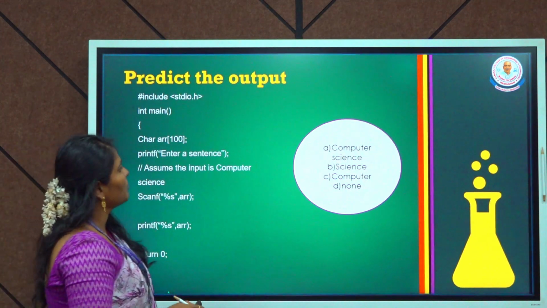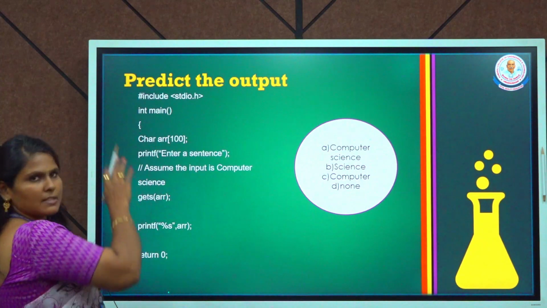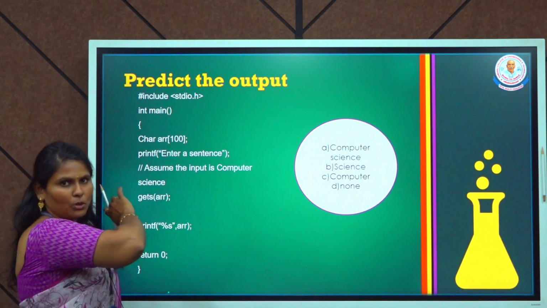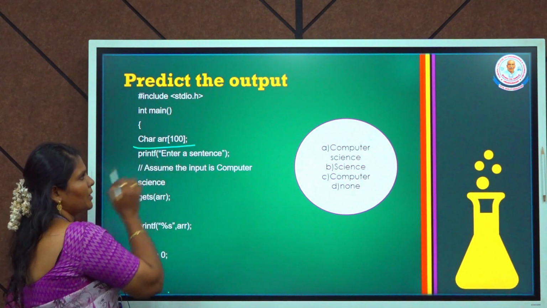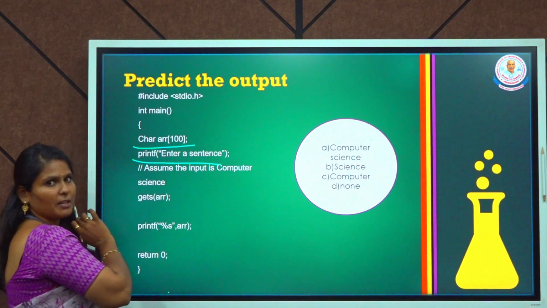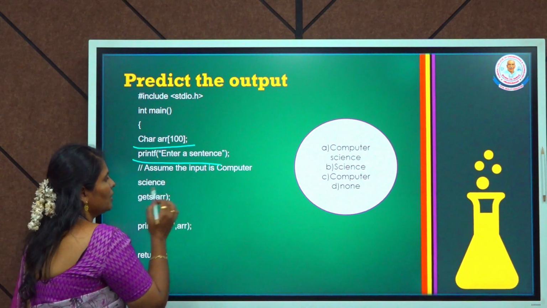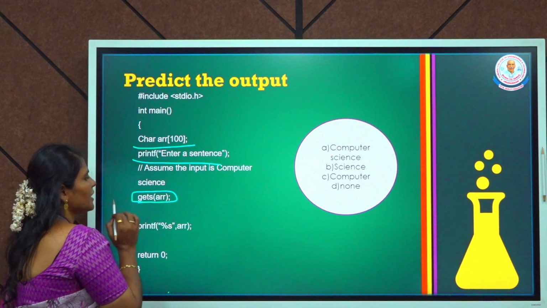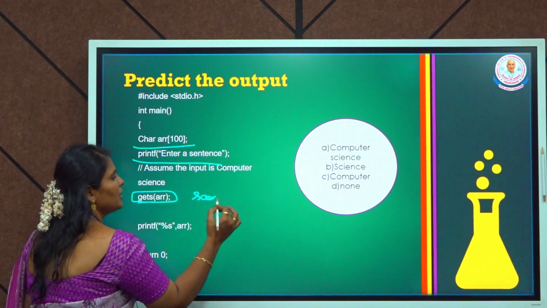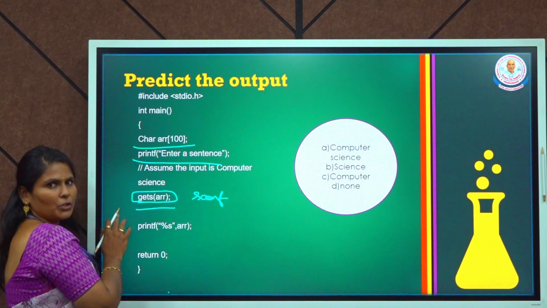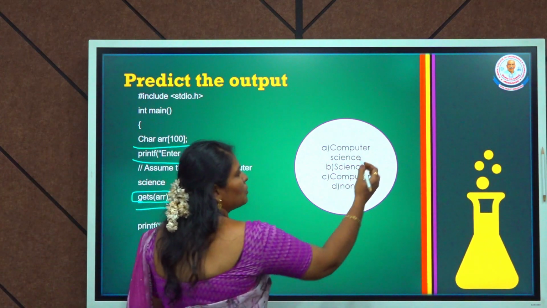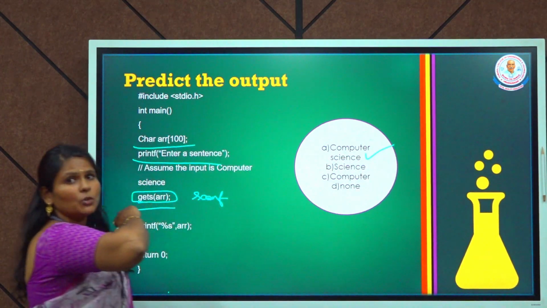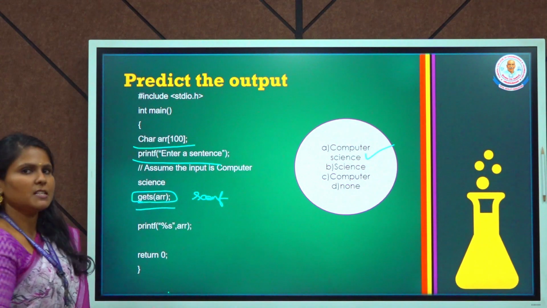The next program is the same thing. In the previous program we also saw the same character array. Here also we have the same printf statement, but instead of scanf, we are using gets of arr. In this case, the output will be printed as such, whatever the user enters along with the spaces.